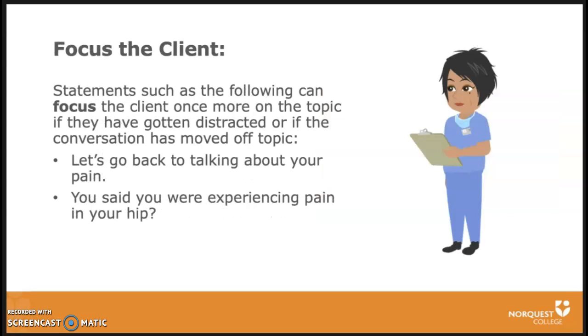Focus the client. A conversation may ramble. A client's thoughts may wander. You may need questions and statements to bring the client back to the topic. Statements such as the following can focus the client once more on the topic if they have gotten distracted or if the conversation has moved off topic.